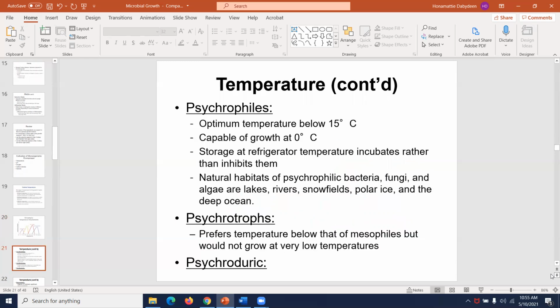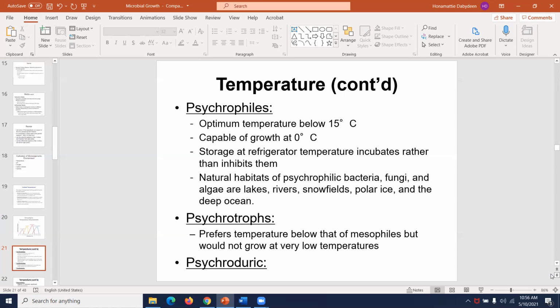Psychrophiles, they grow optimally below 15 degrees Celsius. Remember, this is Celsius now, not Fahrenheit, so you should have an idea of what these degrees would feel like. They're capable of growth at 0 or even below 0. And when you store these organisms at refrigerator temperature, it's like they're very happy. They multiply very well at refrigerator temperature. You would think that refrigerator temperature will inhibit them, but no. Psychrophiles like that type of temperature. They grow very well.